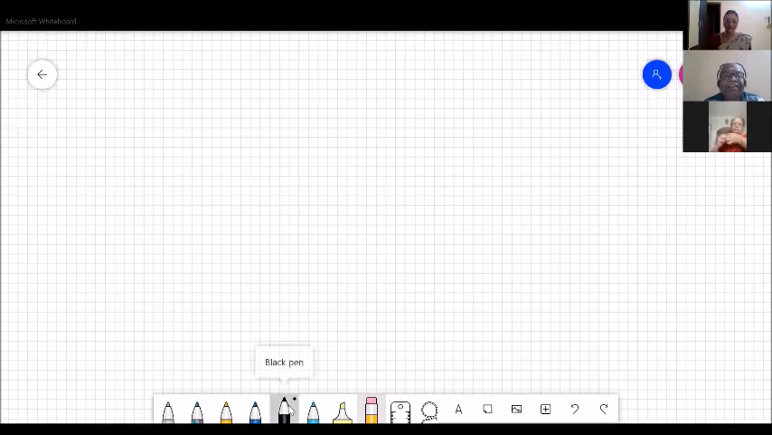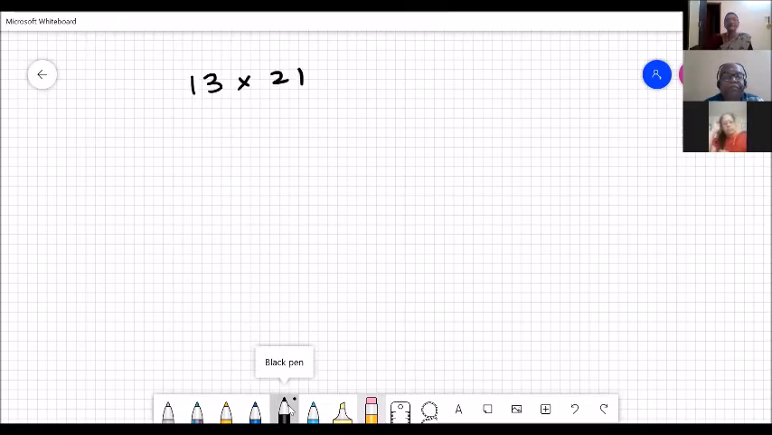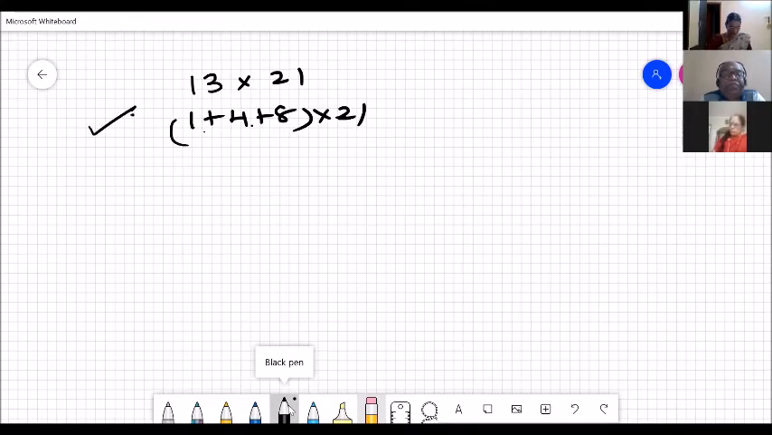So the first method is the Egyptian method. Suppose we have to multiply 13 into 21. They invented the idea of splitting it like this: 1 plus 4 plus 8, multiplied by 21. So 1 into 21, 4 into 21, 8 into 21. So they did the multiplication. This was introduced by Egyptians.